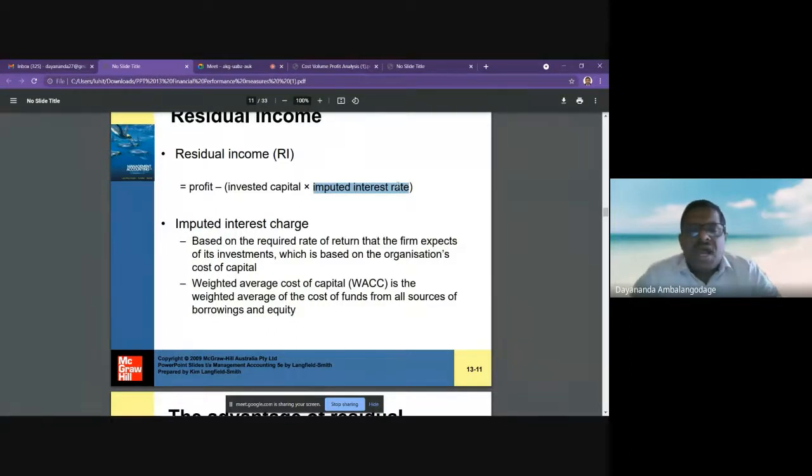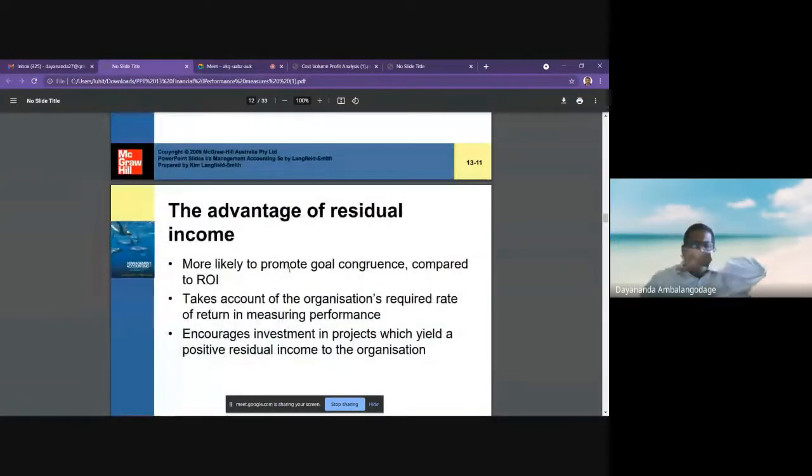Imputed interest charge is based on the required rate of return that the firm expects of investment, which is based on the organization's cost of capital. Imputed interest charge is, as I told you, maybe the weighted average cost of capital. Weighted average cost of capital is the weighted average of the cost of funds from all sources of borrowing and equity. I think I have discussed this with you. The advantage of residual income is that it is more likely to promote goal congruence compared to ROI.